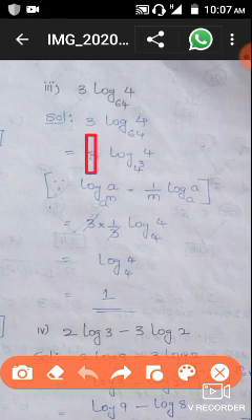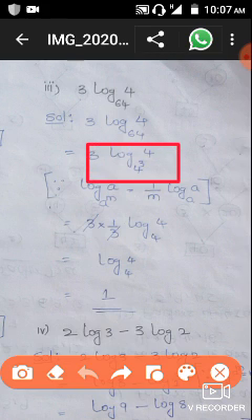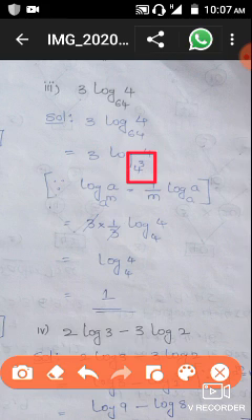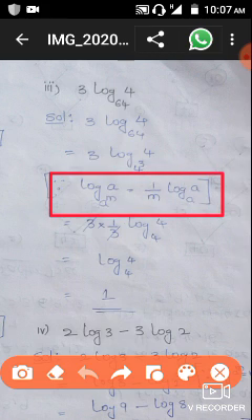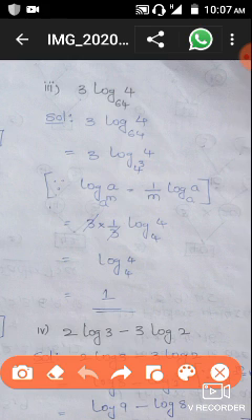So in the next step, see, that base 64 we can write as 4 to the power of 3. So 64 becomes 4 to the power of 3. This is in the form of log a for base a power m, which we can write as 1 by m log a base a. So in this form we have to write. Which form? This one. This form we can write in the next step.